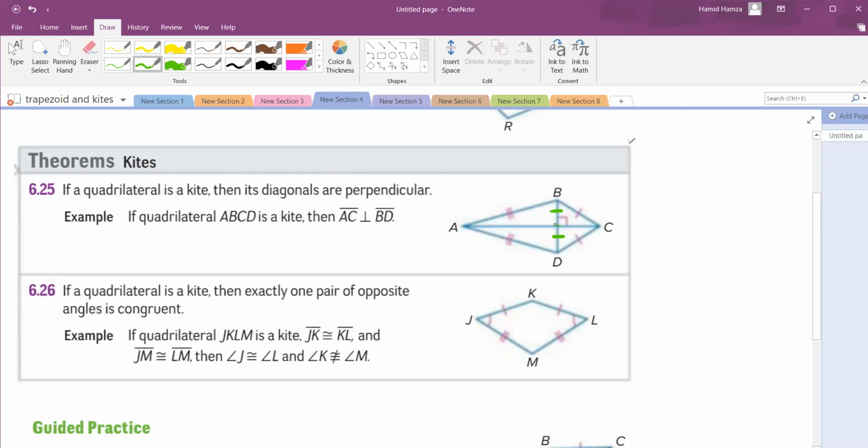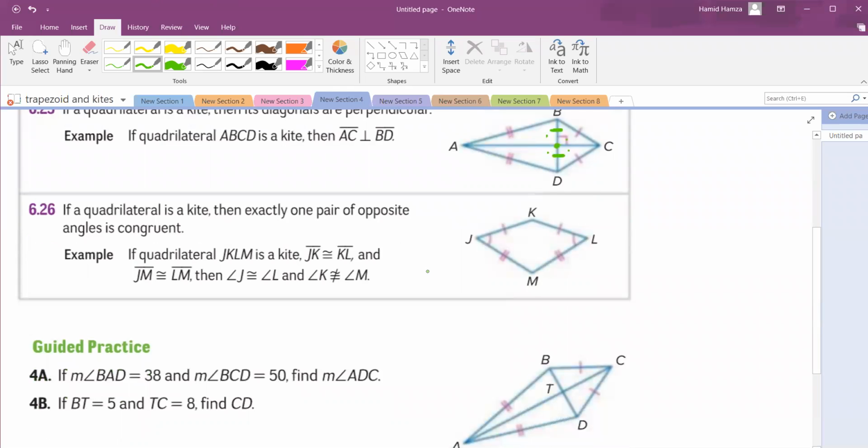So the two diagonals intersect each other at a point and they are perpendicular. Perpendicular means the four angles are 90. These four angles are 90. And one of them bisects the other.